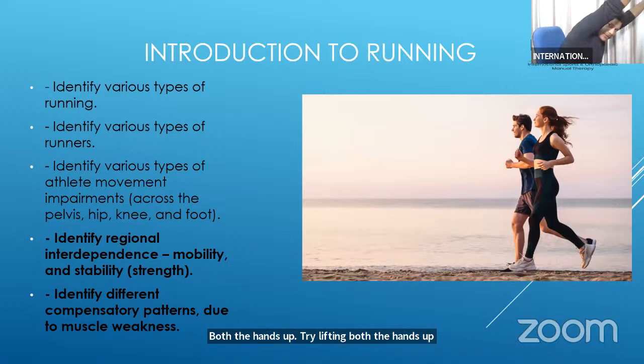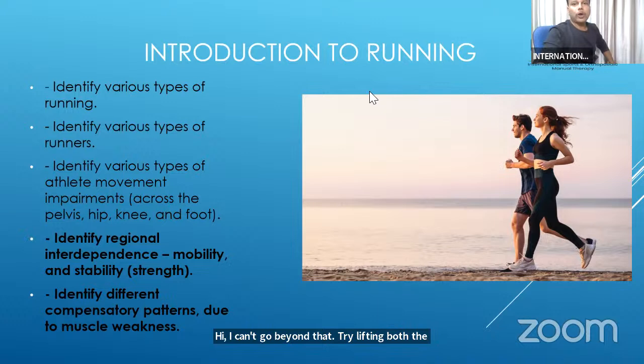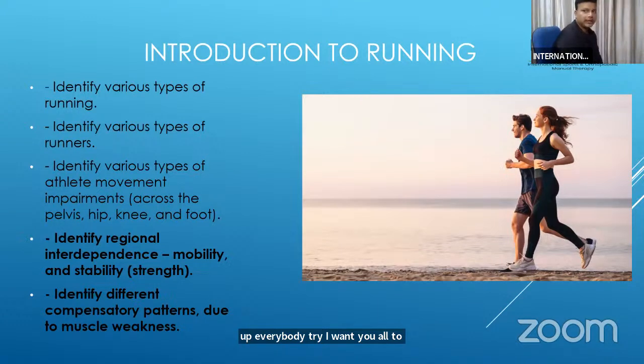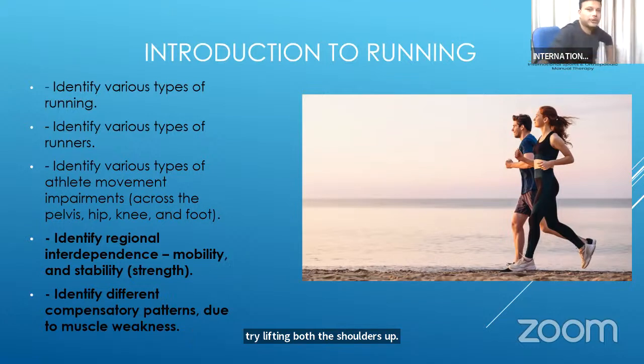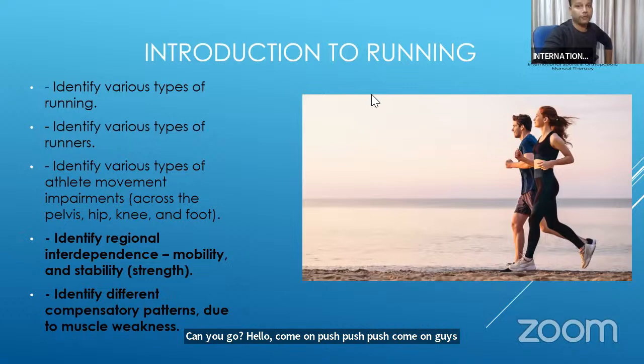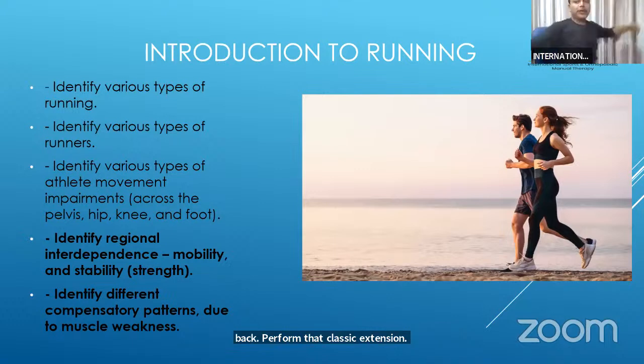I can't go beyond that. Try lifting both the hands up. Everybody, try. Sit, slouch yourself. Don't bend forward. Slouch yourself and try lifting both the arms up. Can you go? Come on, push. Come on, guys, push. Do it. All right. So you can't go up. Now try to straighten your back, perform that thoracic extension, and then do the arm elevation. How can you go up all the way?